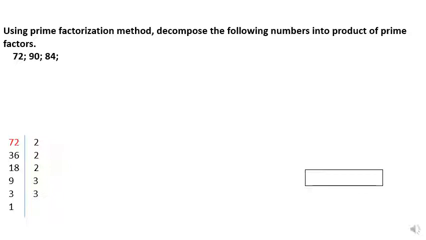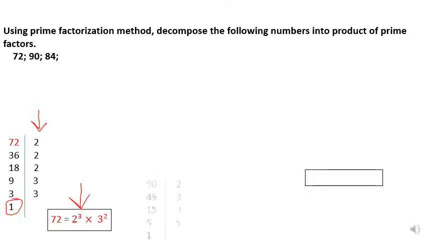So I keep on dividing until I get 1 at the end. Don't forget that this column is only for prime numbers. So now 72 is written as 2 to the power 3 times 3 to the power of 2. That's the prime factorization, in order to write 72 as a product of prime numbers only. The prime numbers can be to the power of something, it's okay, but they should be multiplied by each other.